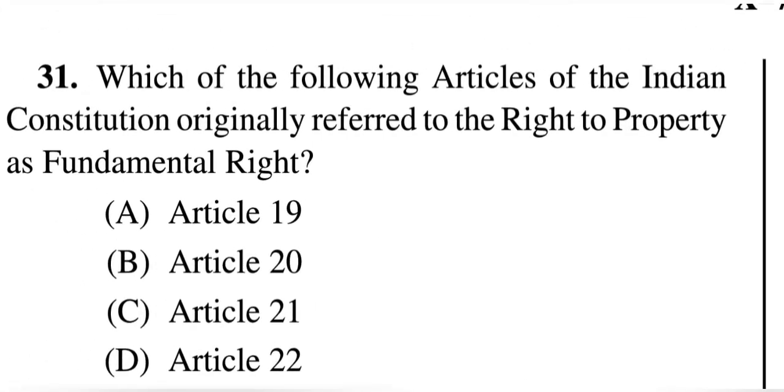Next question is saying, which of the following articles of the Indian Constitution originally referred to the right to property as fundamental right? Right now, right to property is not a fundamental right. It has been abolished. Article 19, Article 20, Article 21, Article 22. Correct answer will be Article 19 of Indian Constitution. It was originally referred to the right to property as fundamental right, but it is now no longer a fundamental right.